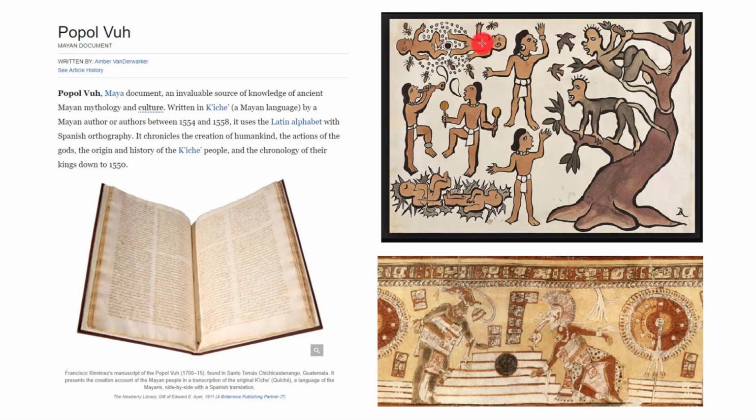And it talks about these two guys. These are twins. They're called the hero twins. This guy's name is Hunapu, and this guy's name is Xpalanque. And they have all sorts of adventures. Through their adventures, we learn about where humans came from, where the earth came from, what life is like after we die.